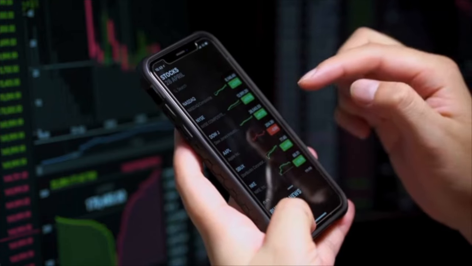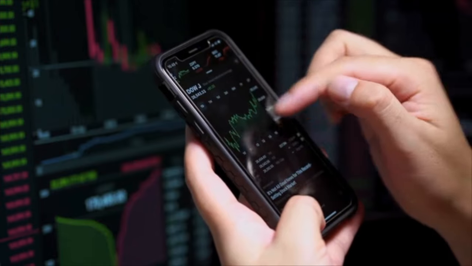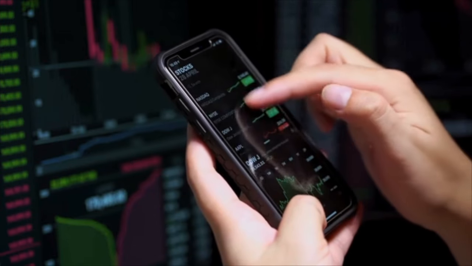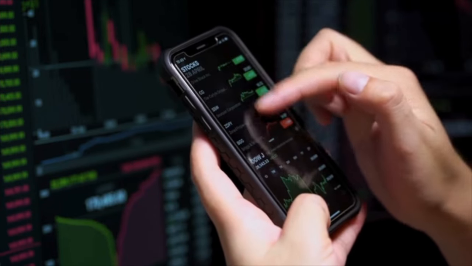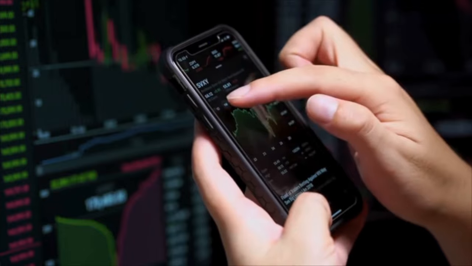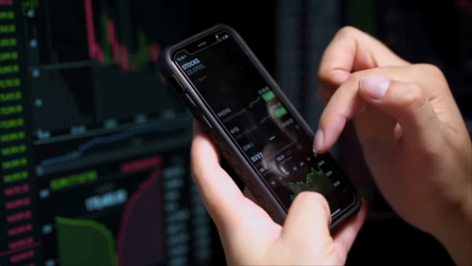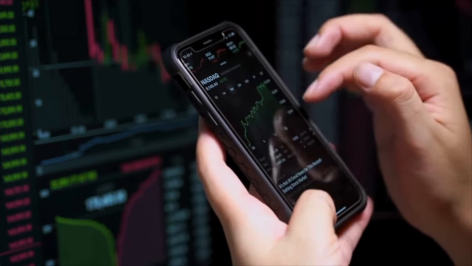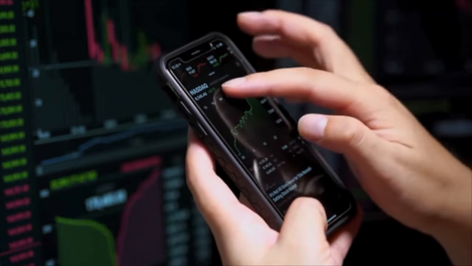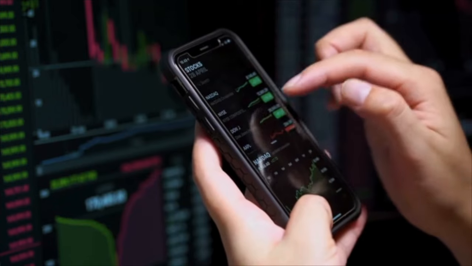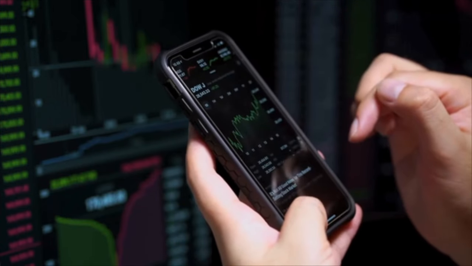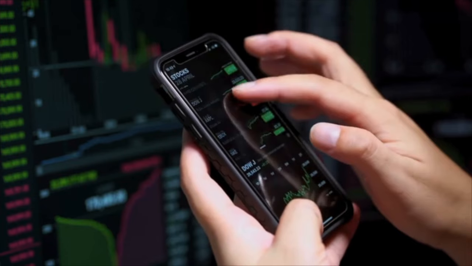Trading strategies and styles. Trading is not one size fits all. Each trader develops a style that matches their goal, personality, and time commitment. Day trading involves buying and selling assets within the same day, sometimes in minutes or hours. The goal is to capture small, rapid price movements. Day trading requires focus, quick decision making, and strong emotional control.